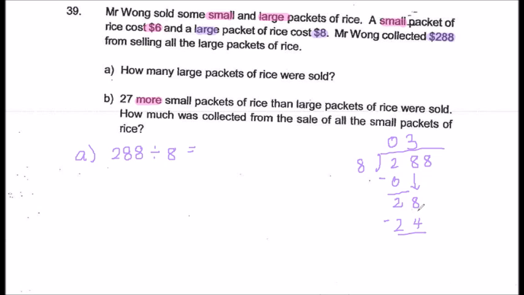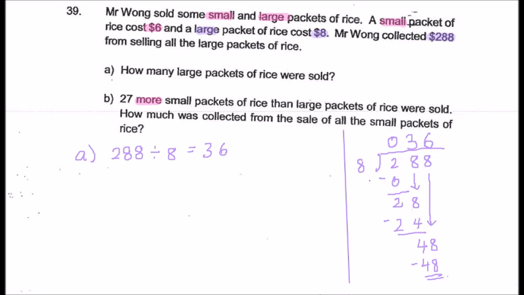Okay, 24. 28 minus 24 is 4. Then you bring down the 8 again. 48. What times 8 gives you 48? 6 times 8 gives you 48. Okay, so then we have this 36. We have 36 here. So there are altogether 36 large packets of rice.